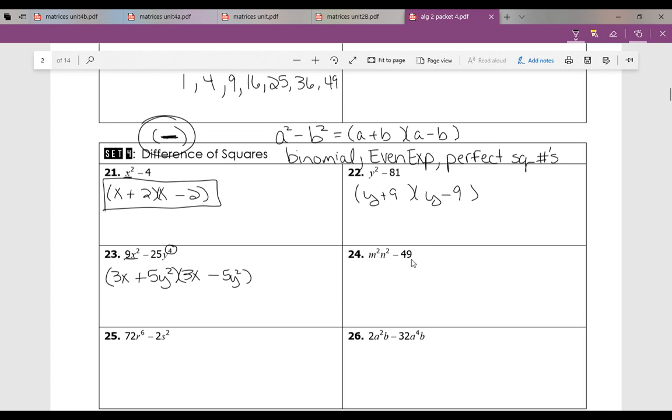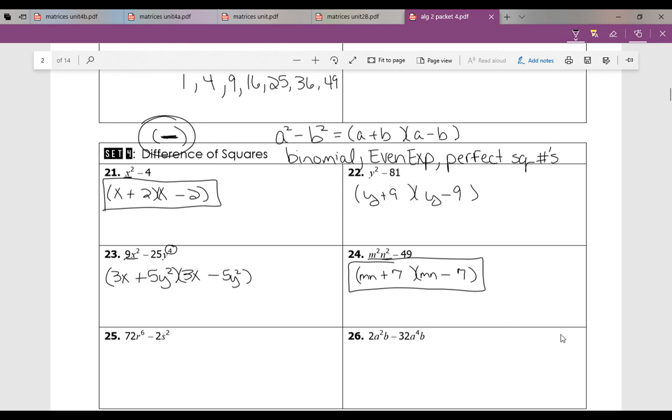All right. This problem, binomial, even exponents, everything checks. This time I'm going to break up and have my two variables together because they are collected as one term. How do I break up the 49? 7 and 7. And that would be your factor. If you want to put the -7 first and the +7 last, it doesn't matter as long as you have one of each.